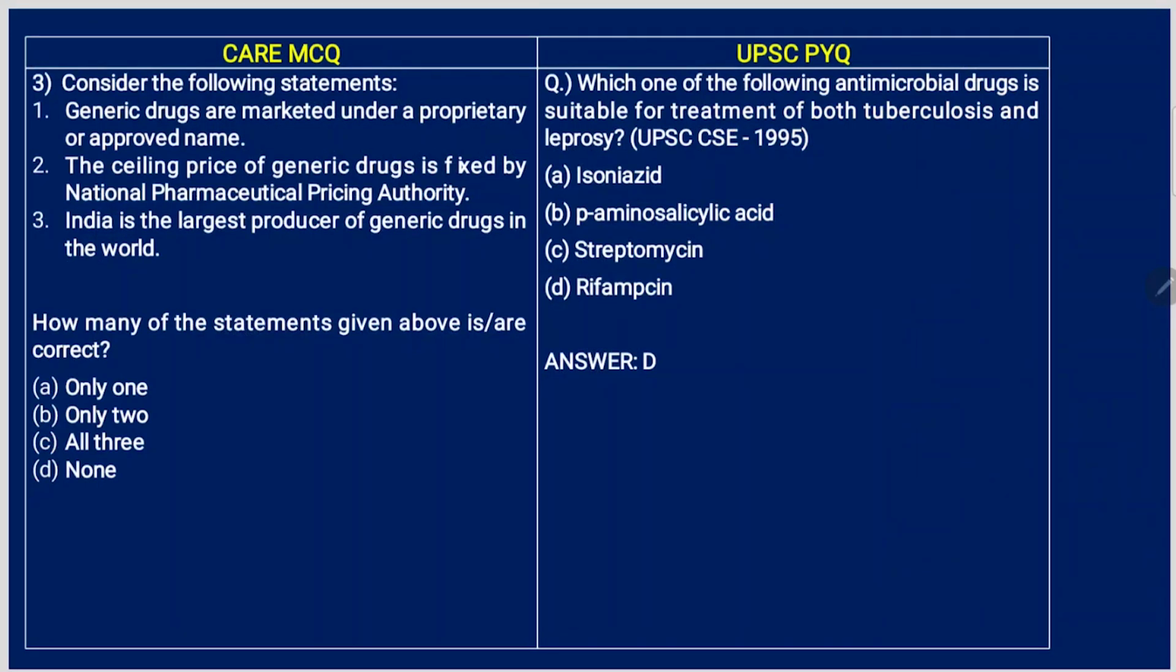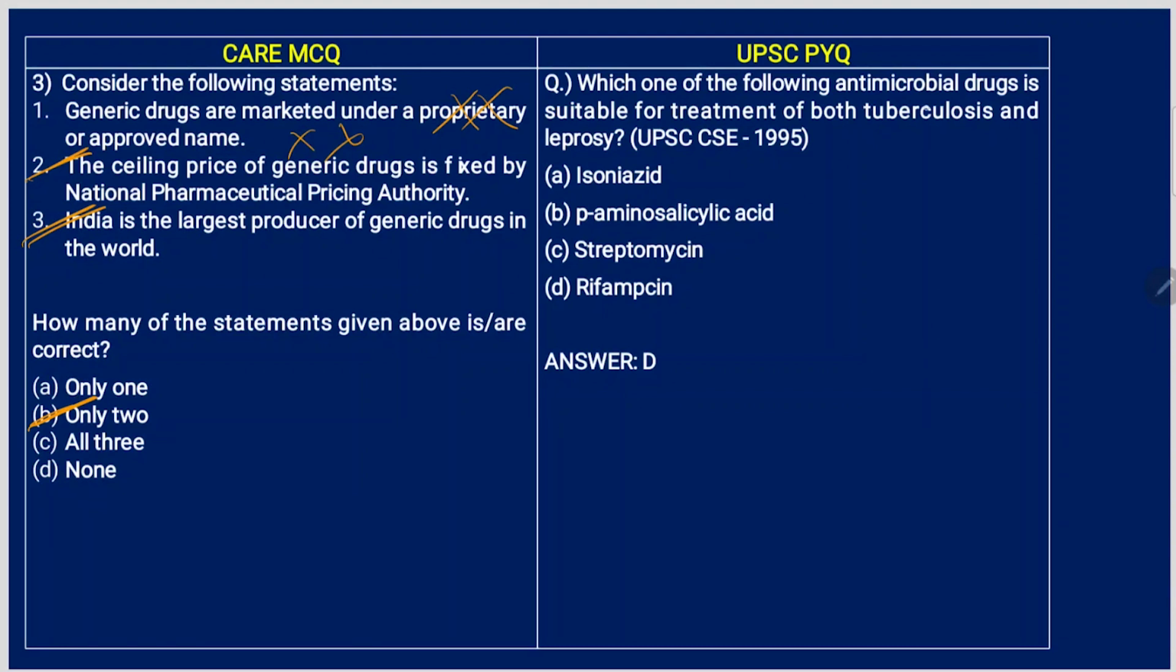Consider the following statements. Generic drugs are marketed under a proprietary or approved name. No, non-proprietary. So this is wrong, and the ceiling price of the generic drugs is fixed by the National Pharmaceutical Pricing Authority. We just saw, right? So this is correct. India is the largest producer of generic drugs in the world, yes, and it is known as pharma capital of the world. And pharma capital of India is Hyderabad city. Okay, so these things you have to remember. So only two statements are correct.